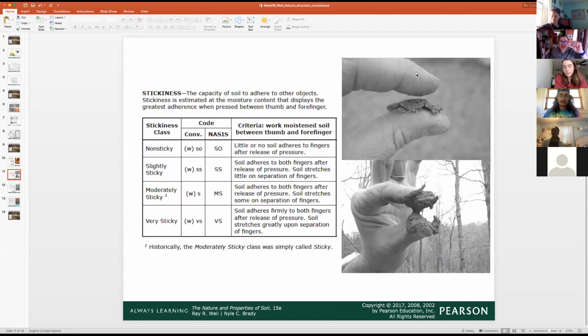What size particle do you think is going to dominate a non-sticky soil? Sand, silt, or clay? Sand. Sand, yeah. And you can actually see the sand fragments. On the other hand, the other extreme is this picture below. We have lots of clay. When you try to pull your fingers apart, it sticks together. It's very cohesive, or sticky.